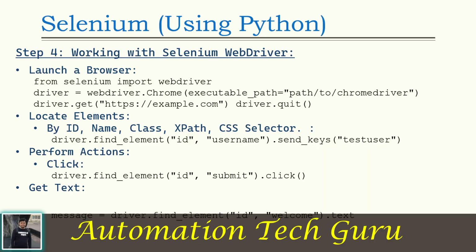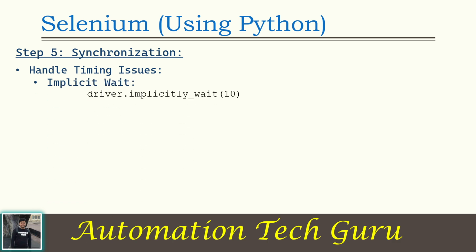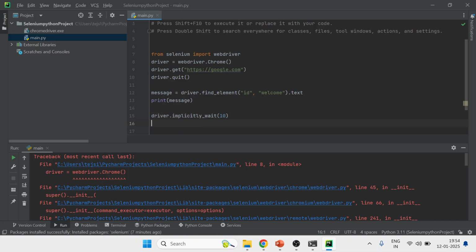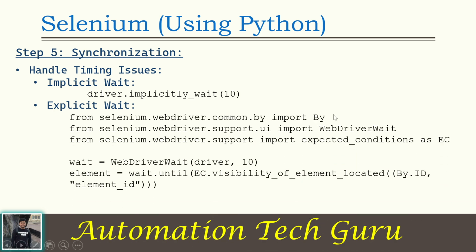Now next is synchronization. For synchronization, we use this to handle timing issues. For this we can use the implicit wait, that is driver dot implicitly wait. You can pass whatever number you want, and it will wait for that certain amount of time. And then next is explicit wait. So how can you write this code?